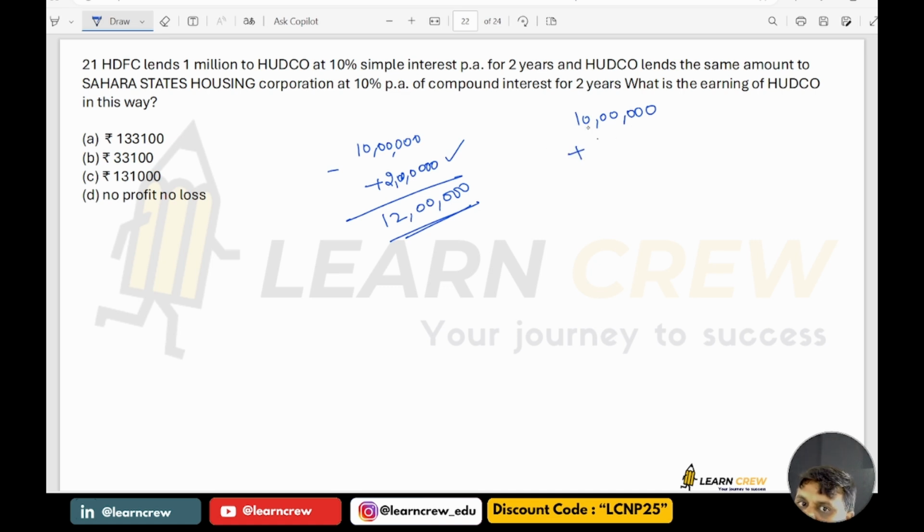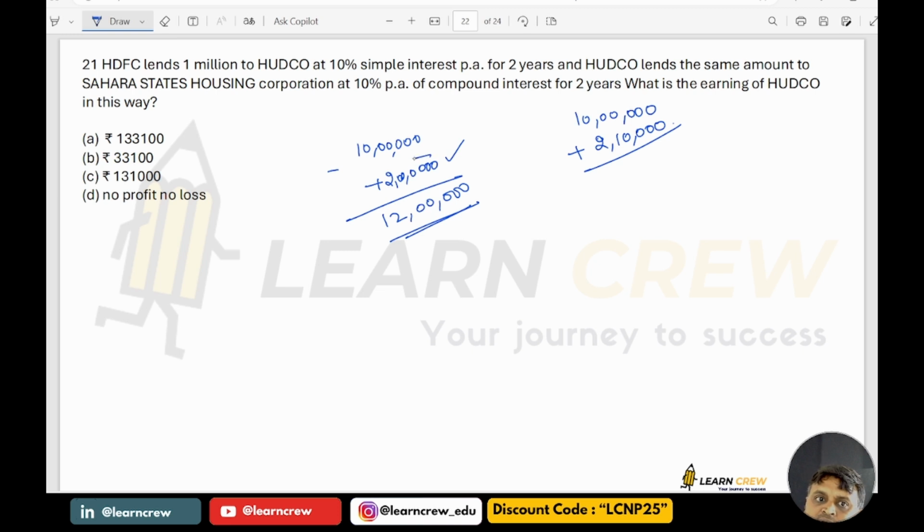becomes 2,10,000. 2 lakh in how many years? Same amount, compound interest for 2 years. Please see here, it lends the same amount at 10% per annum compound interest for 2 years. So 2,10,000. So now what is the earning?